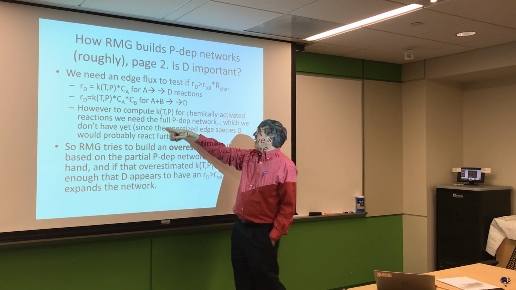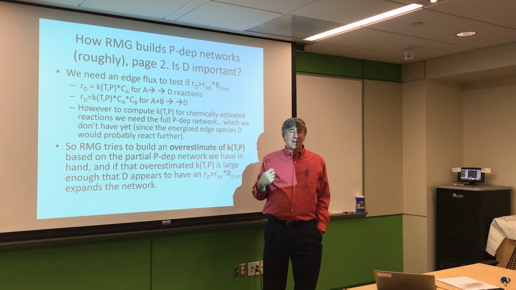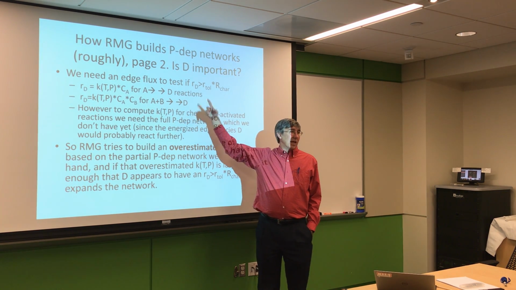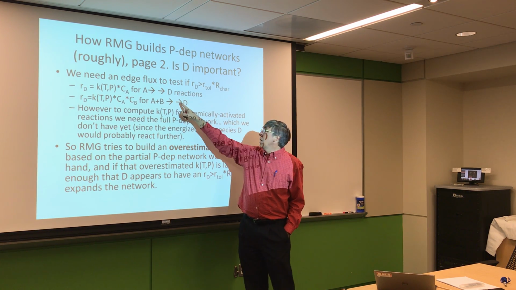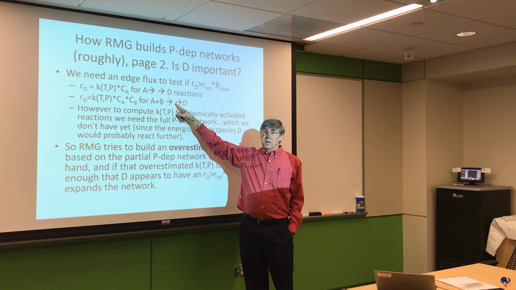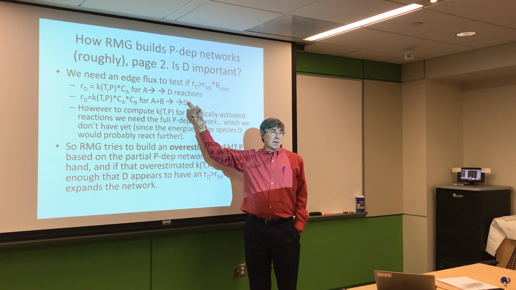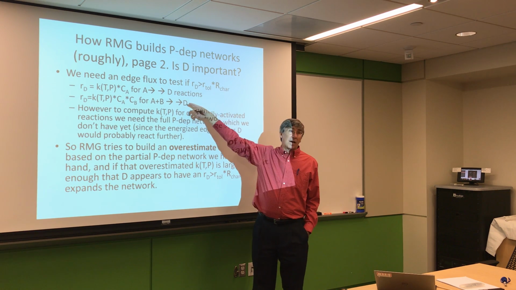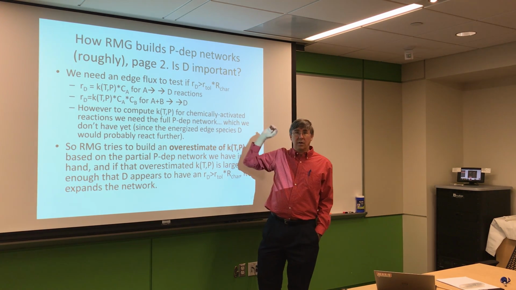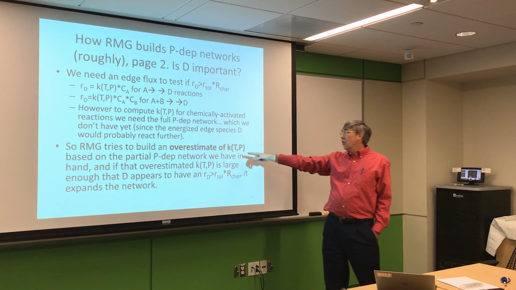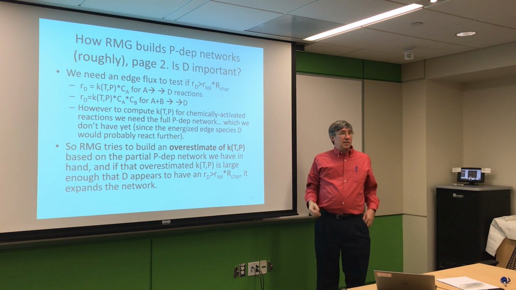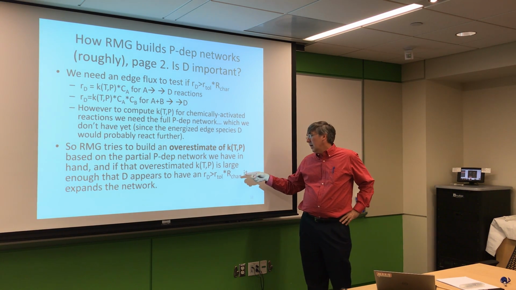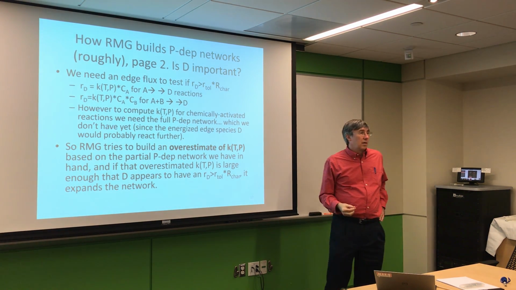However, to compute this, I'd have to know the whole story. But I don't have it yet because I haven't even figured out what D would do yet, so I can't really solve the whole thing. So instead I use an upper bound on this rate coefficient to get an overestimate of how important this is. And if that overestimate is still less than the tolerance, then I can say I don't need to worry about it, and D is unimportant. So RMG tries to build overestimates of the steps that it doesn't know about yet, and then it can do this evaluation.